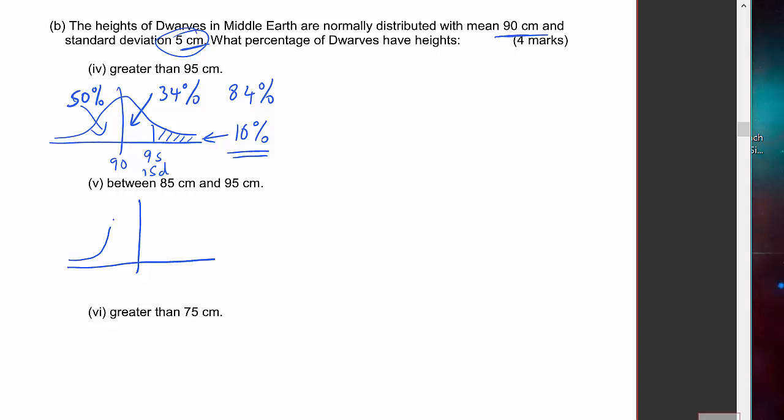Between 85 and 95, remember the mean was 90, so this is minus 1 standard deviation, this is plus 1 standard deviation, so that's absolutely standard 68%.